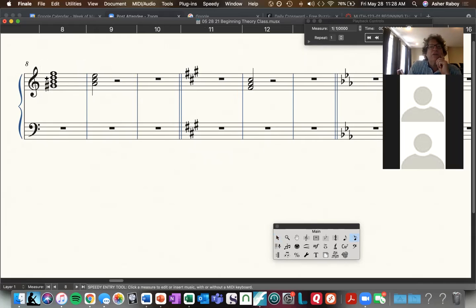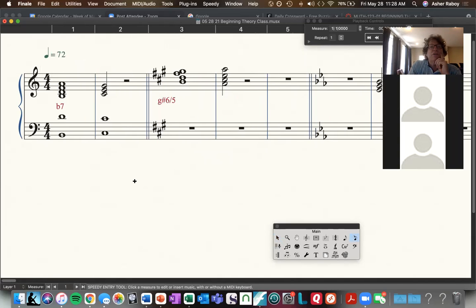Now we have a leading tone because we sharp the root. Leading tone goes up, 7 goes down. It's no different from major. It is different in one way. If we look at this chord here, in major, B to A is a minor 7th. So this is a diminished minor chord.